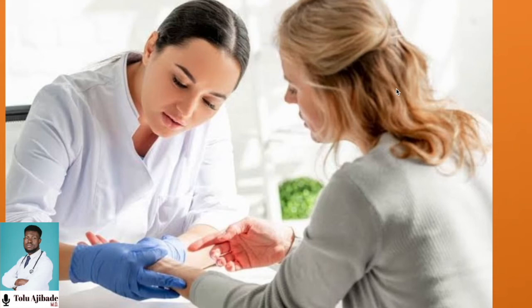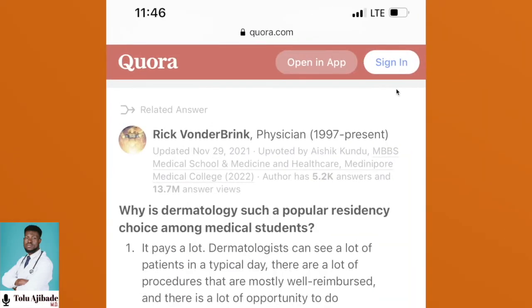You can see a woman in a clinic looking at something on her hand, trying to examine it. So I'll guess this person is a dermatologist. Okay, a dermatologist. What do we know about dermatologists? We know that dermatology is a very popular residency choice for medical students. Everyone wants to study dermatology, especially the students that are at the top of their classes, okay?